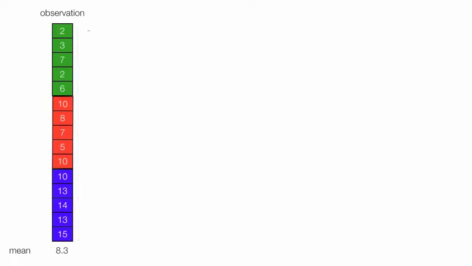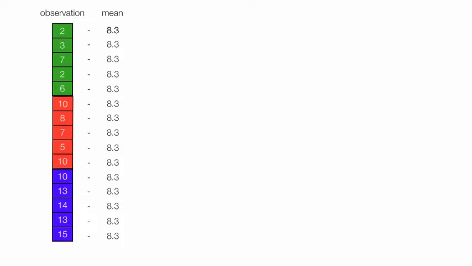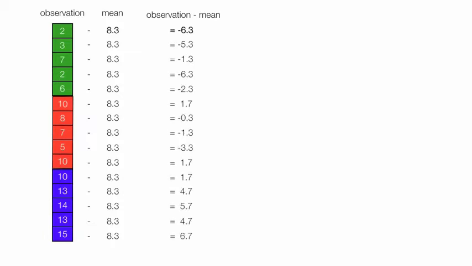Now I take the individual observation minus the mean, so I have 2 minus 8.3, 3 minus 8.3, and I'll just fill in all the other values, and you get the picture. 2 minus 8.3 is equal to negative 6.3. So I have the observation minus the mean for all the values. Now I take negative 6.3 and I square it. So I take the observation minus the mean and I square it.